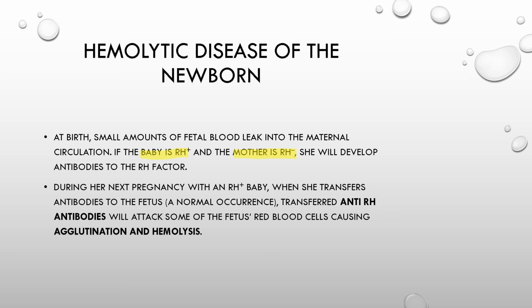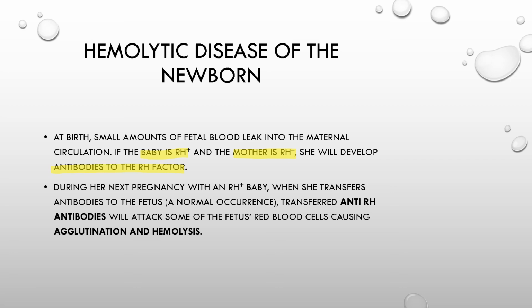In this case, if a small amount of that Rh positive blood leaks into the maternal blood through the placenta, then the mother will start to make anti-Rh antibodies. Now, because the greatest possibility of fetal blood leakage into maternal circulation occurs during delivery, the first baby is usually not affected.